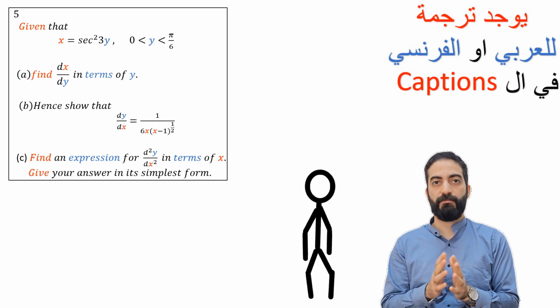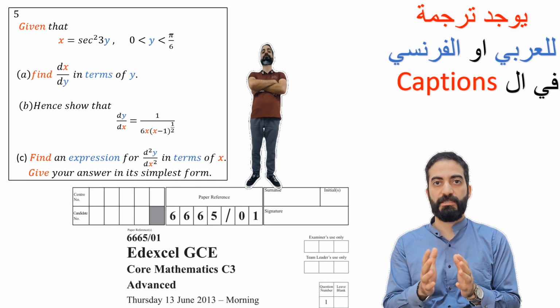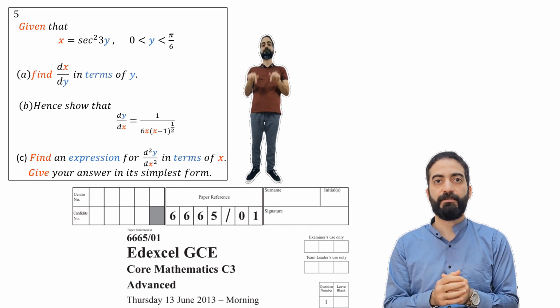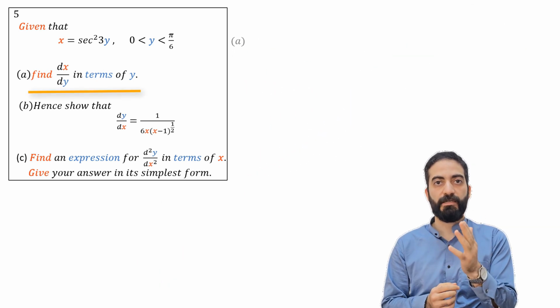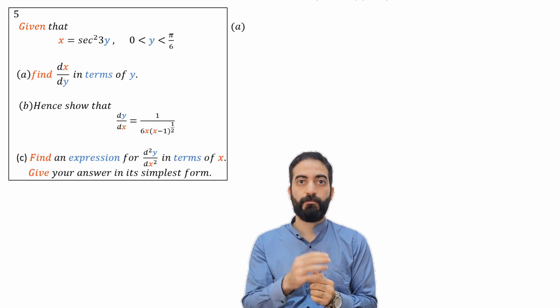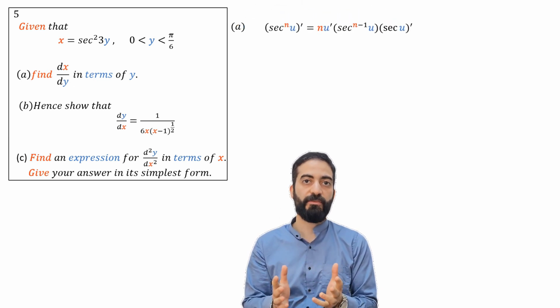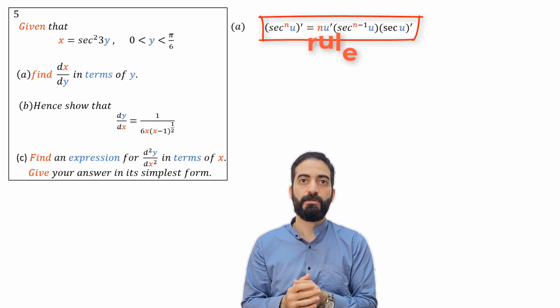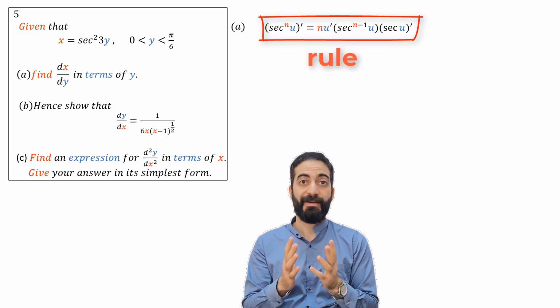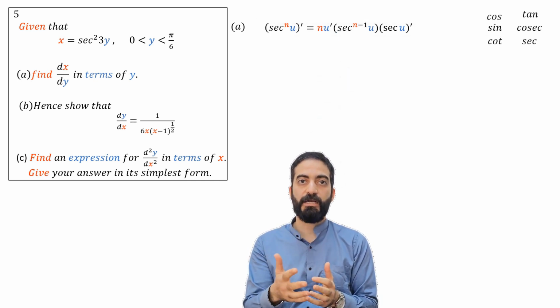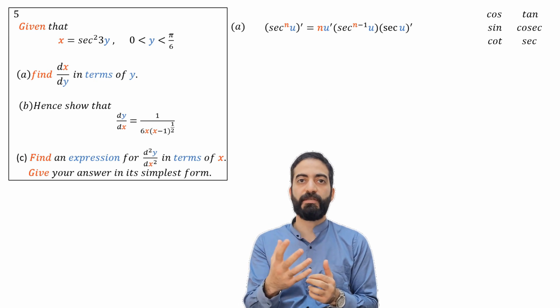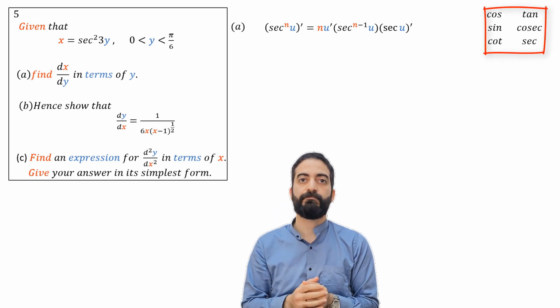Hello everyone, we will start by solving question 5 of the Edexcel GCE 2013 exam. Part A, find dx over dy in terms of y. This means that we must find the derivative. We can use this rule for the derivative, and also this rule we can use when we have cosine or sine or tangent or any of these things.